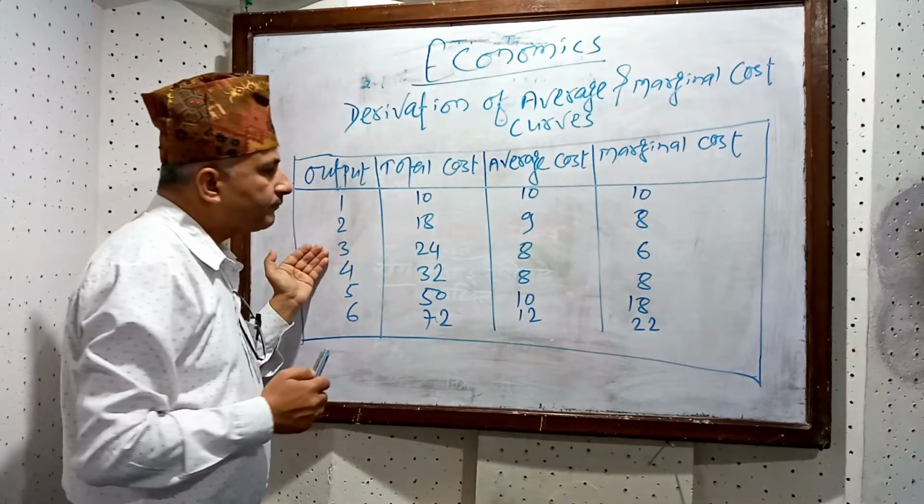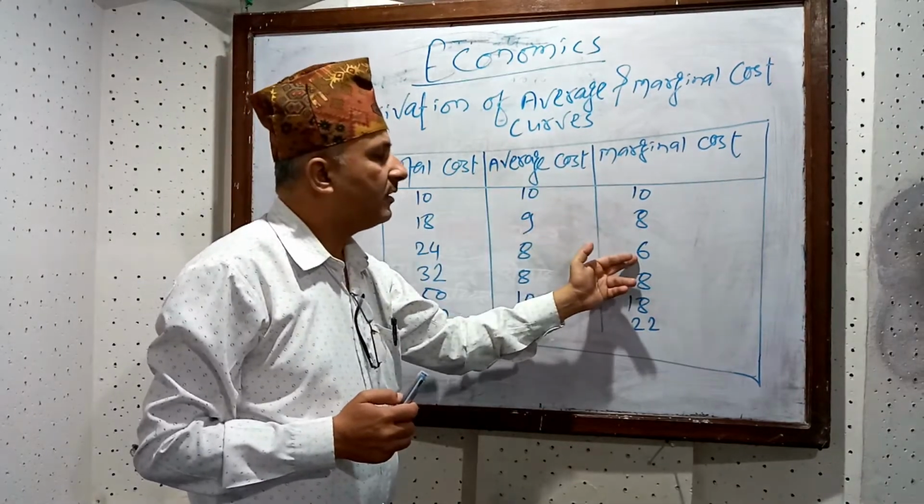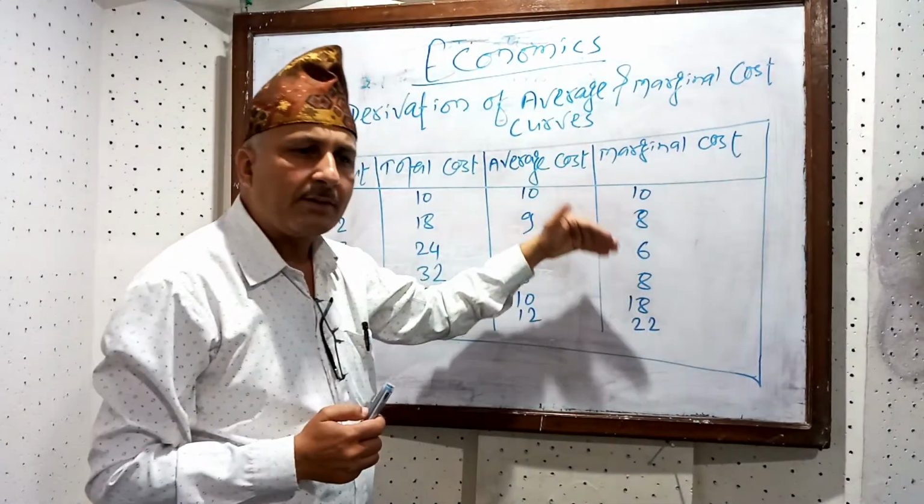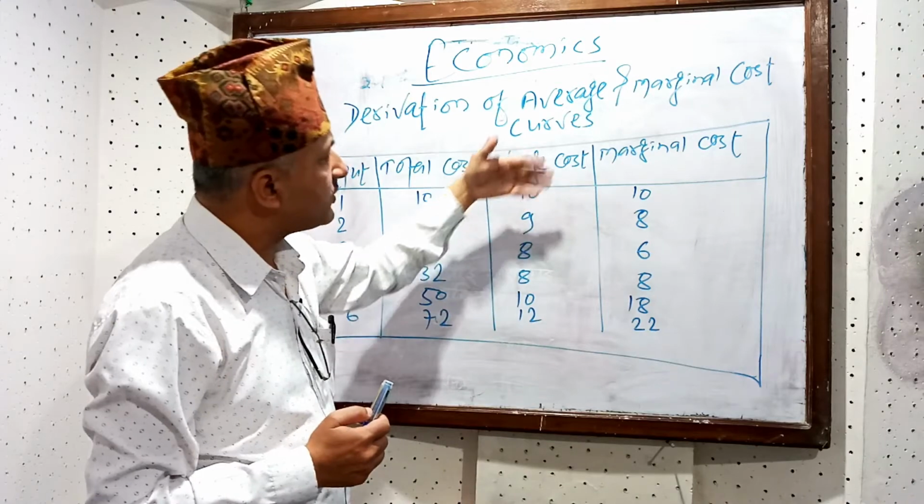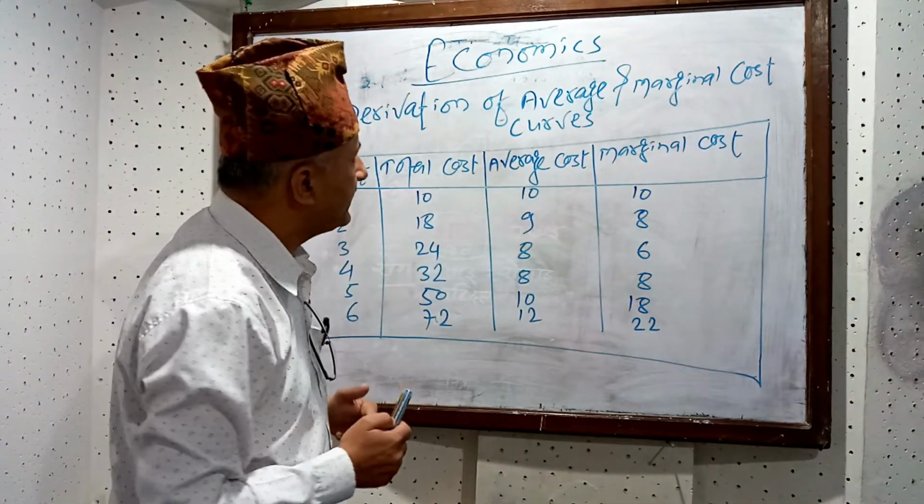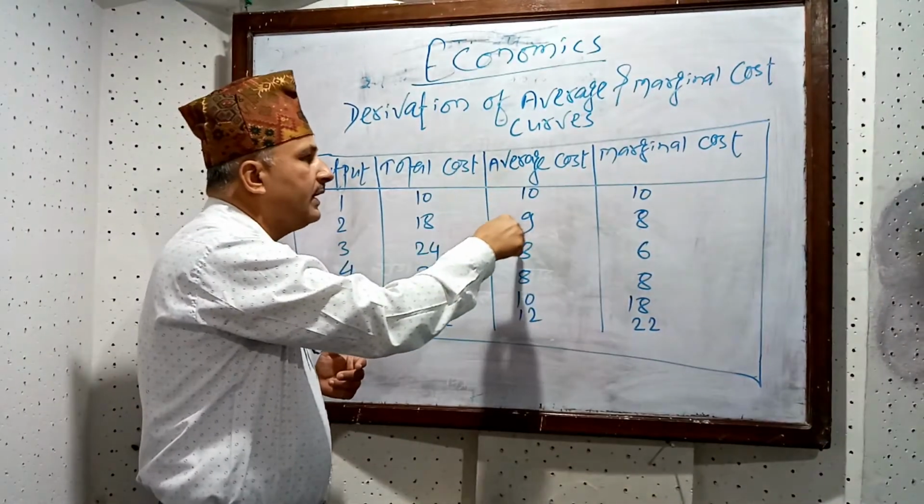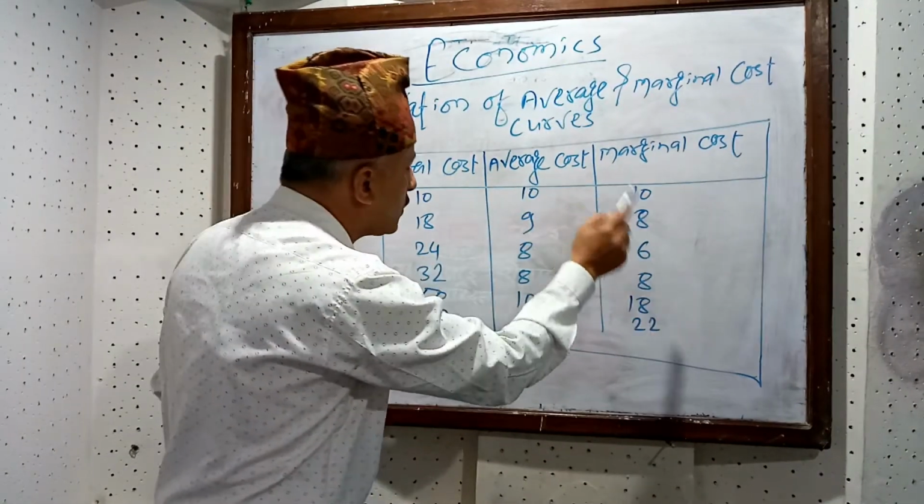At the third unit, average cost becomes 8, marginal cost becomes 6. Again both of them are diminishing. The value of average cost and marginal cost, both of them, keep diminishing continuously, but the same pattern holds: average cost diminishes slowly, but marginal cost diminishes quickly.